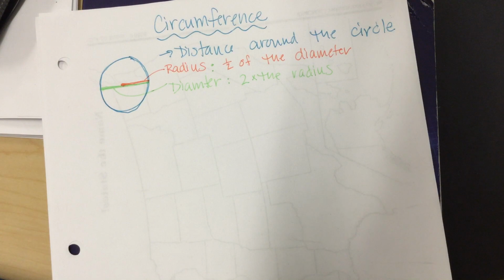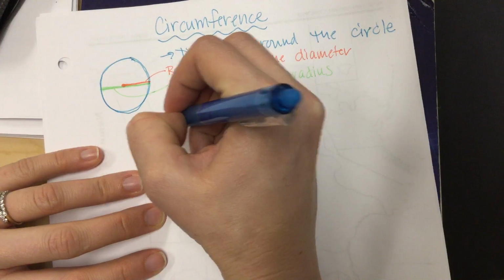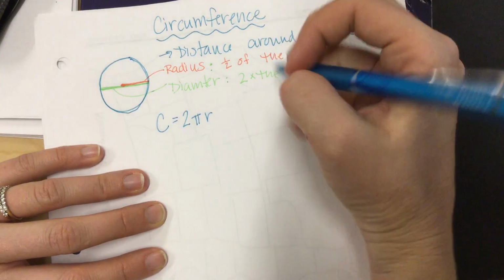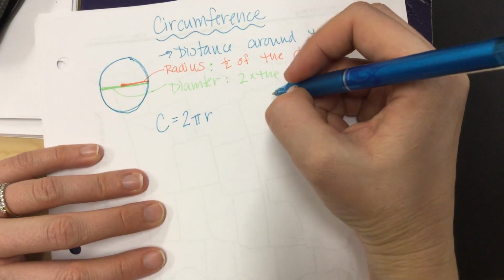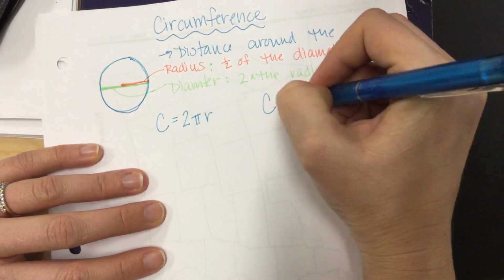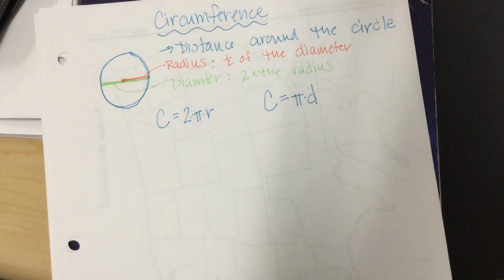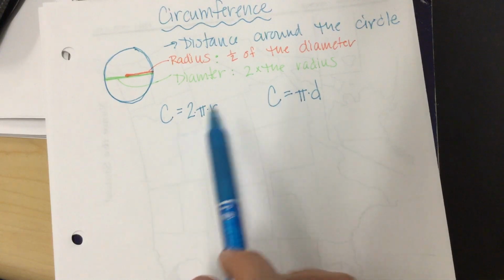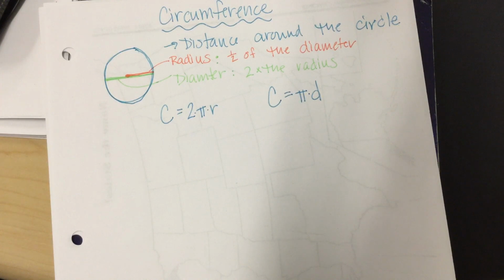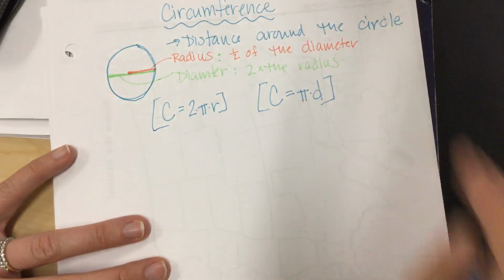Now, there are 2 ways that we can find the circumference. The circumference is equal to 2 times pi times the radius. You also might sometimes see the circumference written as the circumference is equal to pi times diameter. Remember, when the numbers and letters are right next to each other, that means to multiply them. So these both work because the diameter is 2 times the radius, and order doesn't matter when you multiply. So you can use either of these equations here. I would write them both on my paper if I were you.